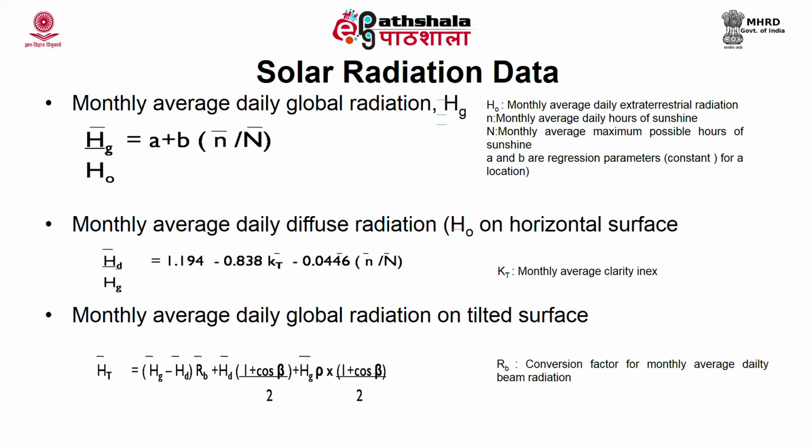11,911. Now, Hg bar by H0 is equal to A plus B multiplied by n bar by capital N bar. Now, all the values are known. So, you substitute this: 0.28 plus 0.48 multiplied by 9.5 divided by 11.87. You will get 0.664, and the global Hg bar is equal to 0.664 multiplied by 11,911 kilojoule per meter square.